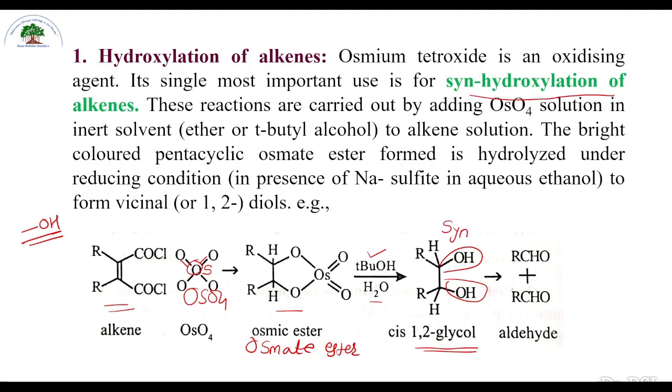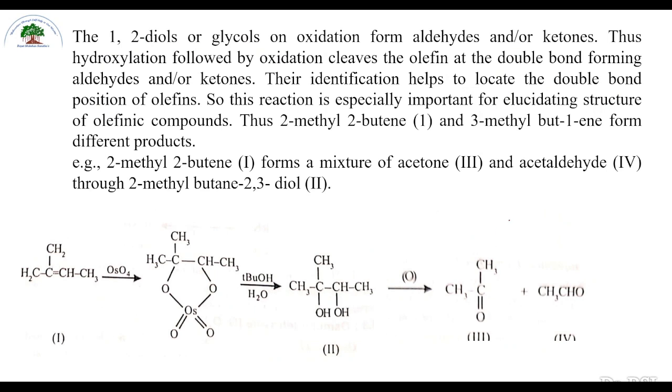If they are opposite, then we may call them anti-hydroxylation. But here, syn-hydroxylation takes place with the help of osmium tetroxide, and further, upon oxidation, we can break this carbon-carbon bond between those carbons which are attached to hydroxy groups, and we get two carbonyl compounds. And these carbonyl compounds may be aldehyde and ketone, or in some cases aldehyde or ketone.